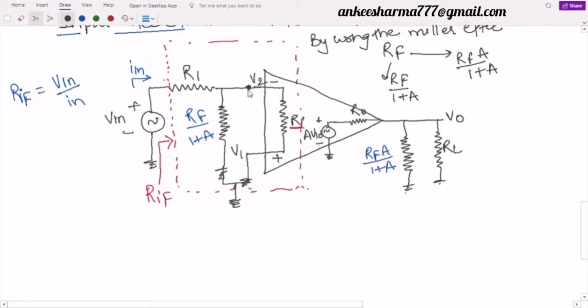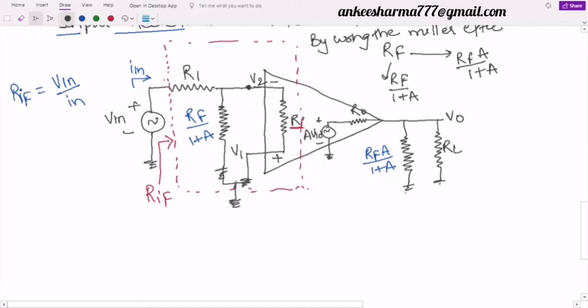Because their one terminals are connected at V2 and other terminals are connected at ground. So can I say these two are connected in parallel and this combination is connected in series with the R1, because one terminal is connected over and the other is not connected to the ground, it is connected to some voltage V in. So definitely this R1 is in series with the parallel combination of these two resistances.